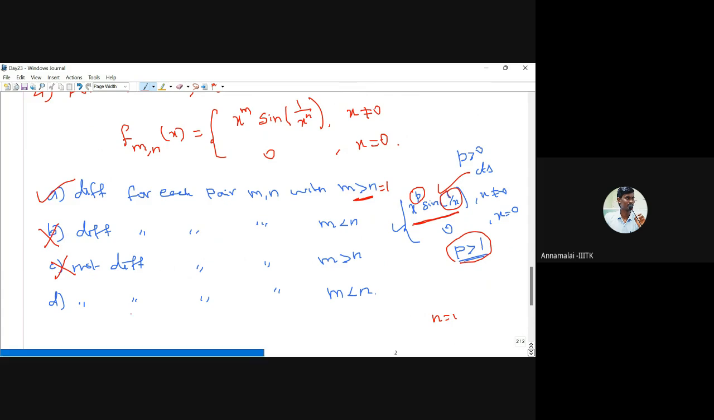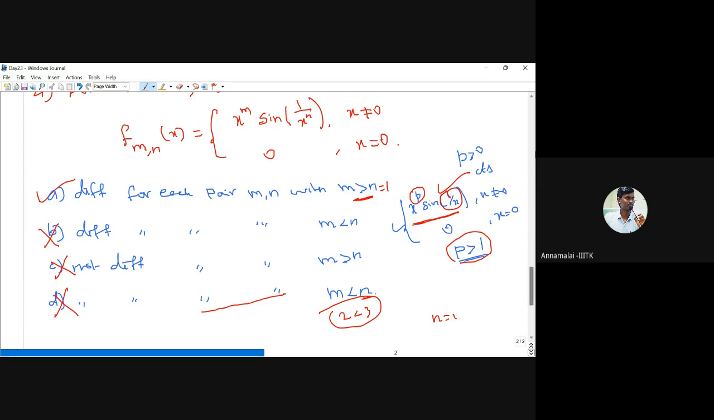Okay, and then look at the option not differentiable when m is strictly less than n. We don't know the values of n, so sometimes it's differentiable because we cannot say in general. If you take m equal to 2, n equal to 3, then in that case it's differentiable, because it is for each pair of m comma n. But if you take this pair, it is differentiable, but the option says not differentiable. Therefore, this is false.